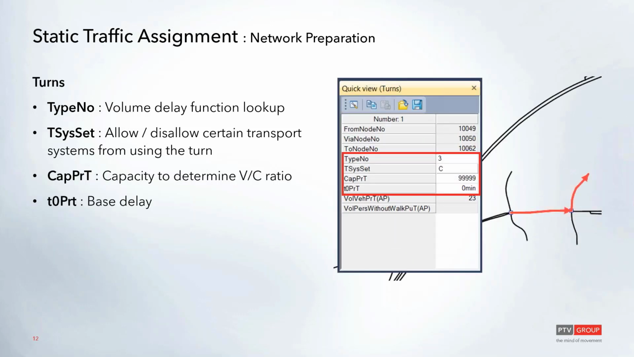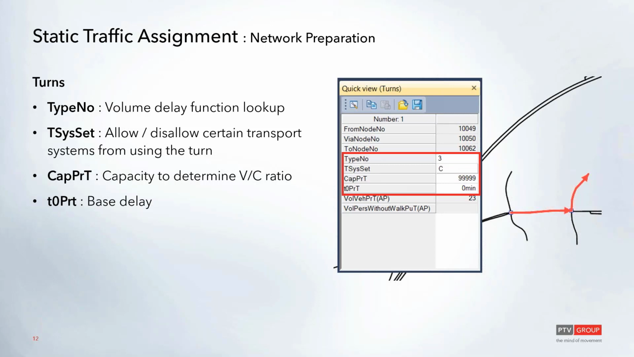And then on the turn side, very similar to links, these also have a volume delay lookup associated with the type number that's set. You can also turn on or off those transport systems. For example, if you wanted to turn off all of the U-turns in your network or disallow certain turns, you can click that TSYS set button here, and this will allow you to update those values.